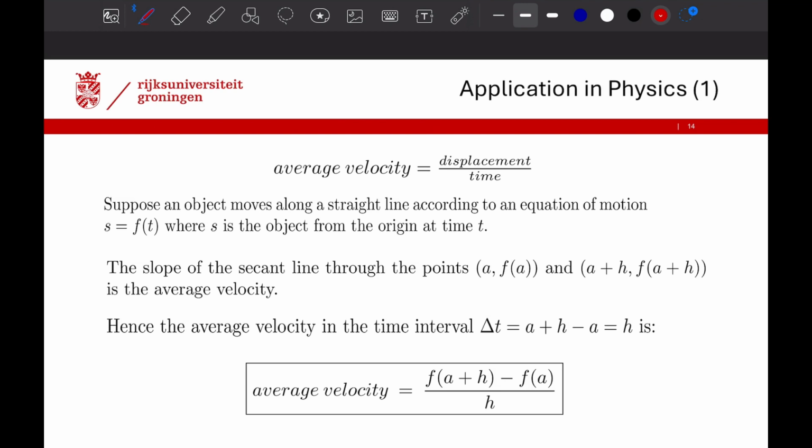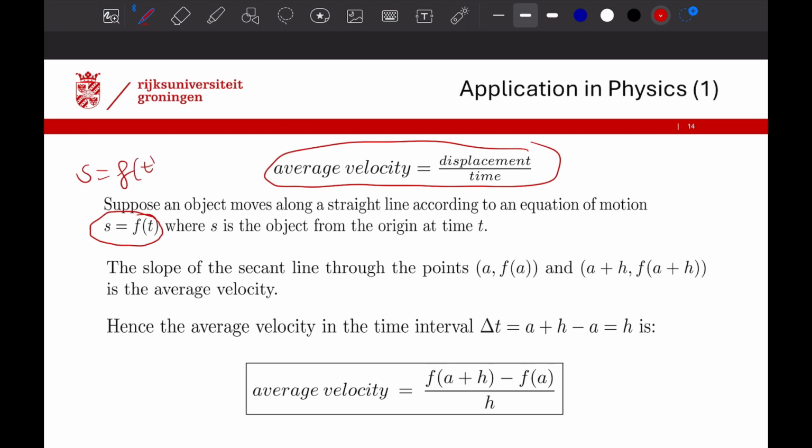So the average rate of change of a function within a specific interval. In this case, we're going to be talking about time intervals that we are considering. So here we have this very famous formula, average velocity is equal to the displacement over time. And so we suppose that we have an object, this object is moving along a straight line, and the movement of this object is actually described by this equation of motion.